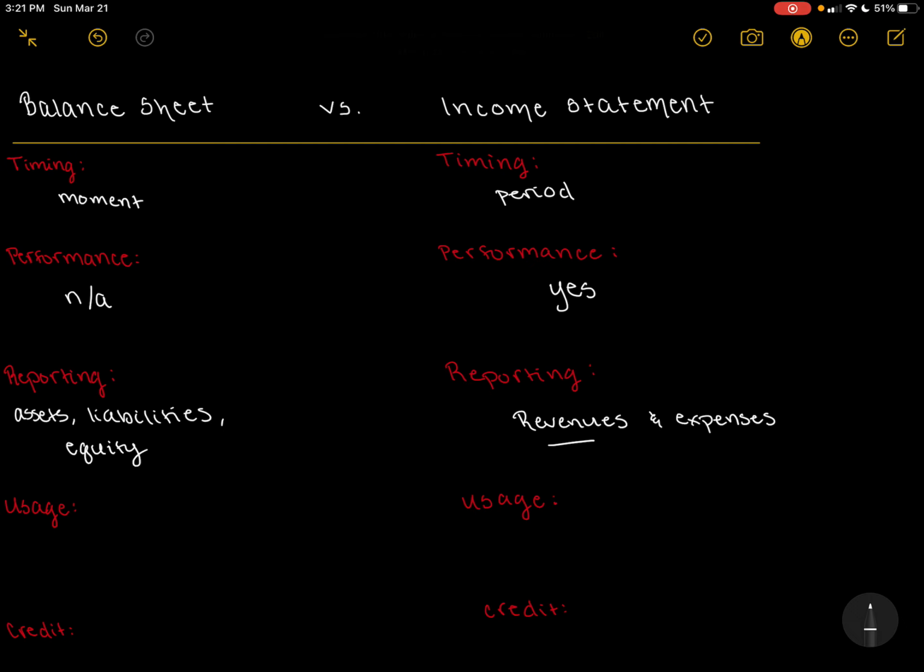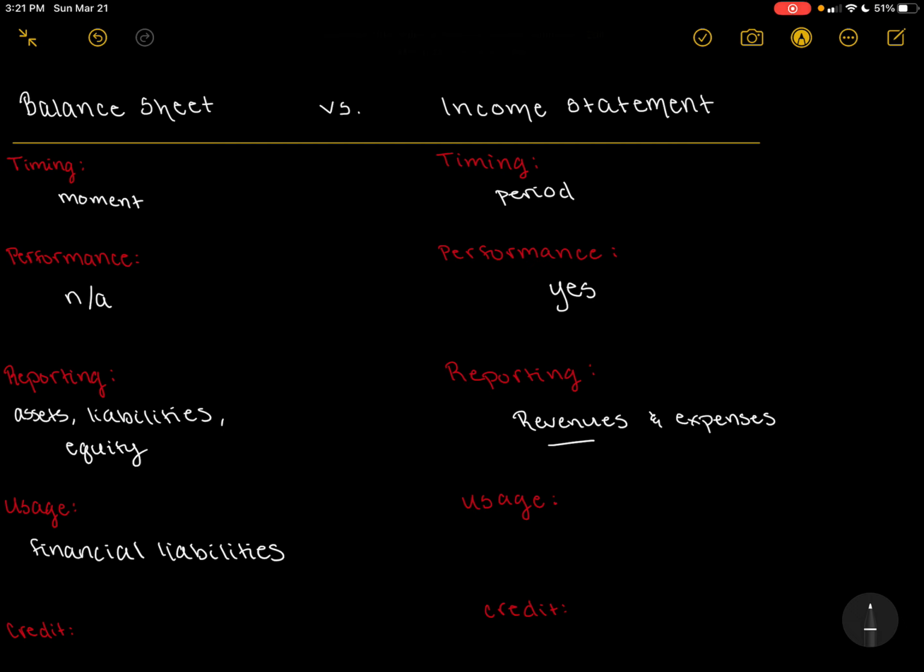Now, the usage of these, when it comes to the balance sheet, this is really just allowing firms to determine whether or not they can meet their financial obligations. So with the understanding that they have so many assets and so many liabilities, well, are their liabilities feasible? Can they actually pay those back? Are they able to? And that's going to be determined based upon what they have in assets and liabilities.